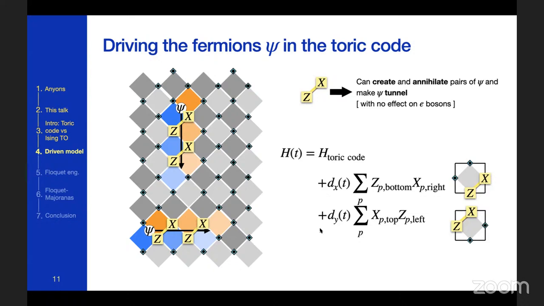So I, let's say, enrich my toric code model by adding just these terms with some prefactor, which will be different along the X and Y direction. We can already imagine why I'm doing this, because in the end, we want to have different pairing. I want to have this p-wave pairing. Okay, so this is my model.